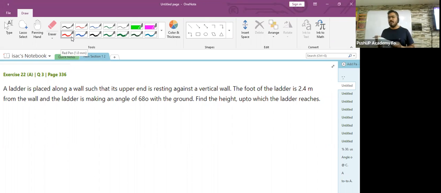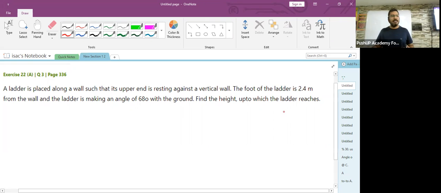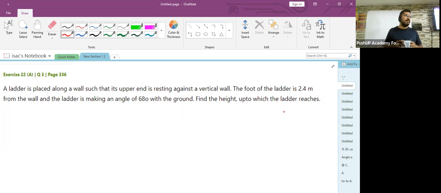Always remember, no matter how complicated the question is, in this chapter you will end up forming a right angle triangle, isn't it? Because heights and distances, or in short, trigonometry, is based only on right angle triangles. So children, you should be thinking how to form a right angle triangle once you read the question. Ladder is there, vertical wall is there. So you must have got some kind of visualization in your mind how to form that right angle triangle here.